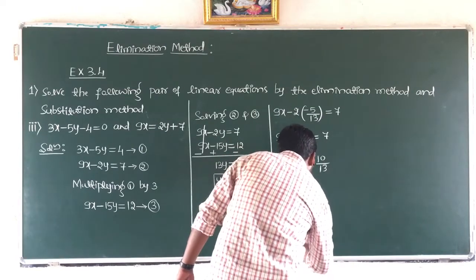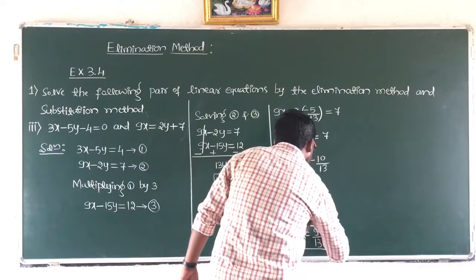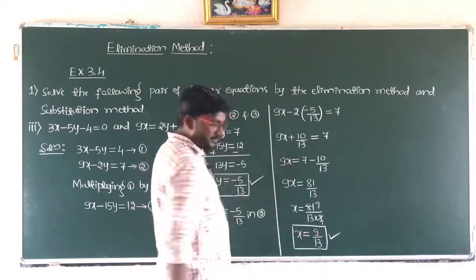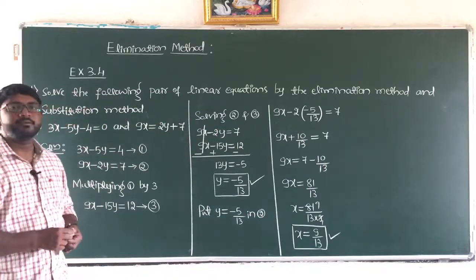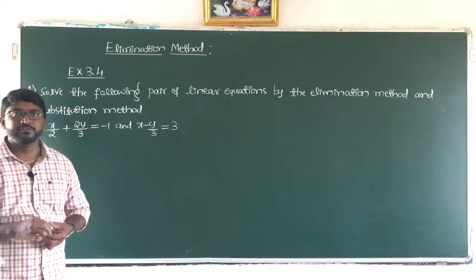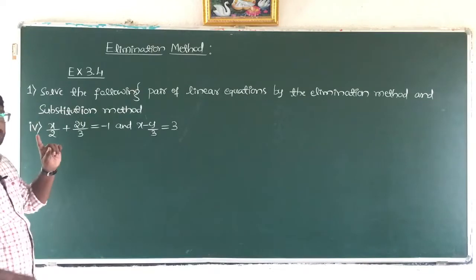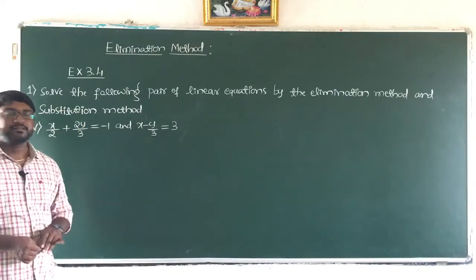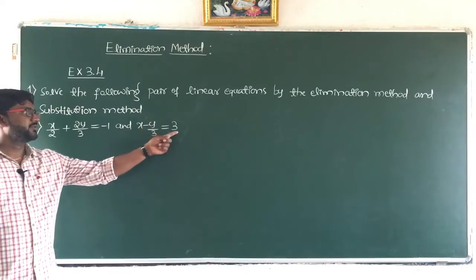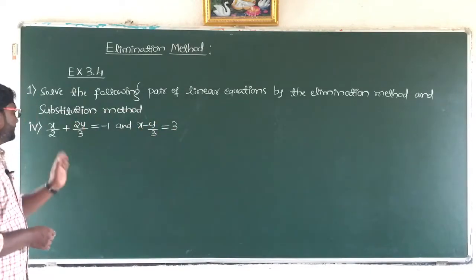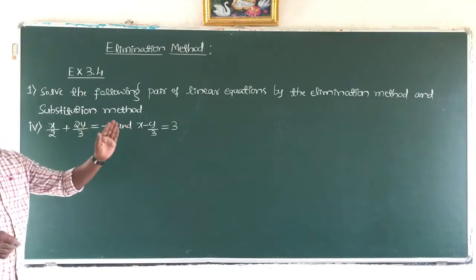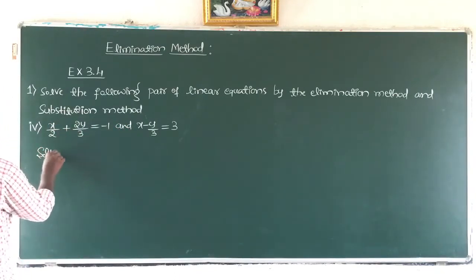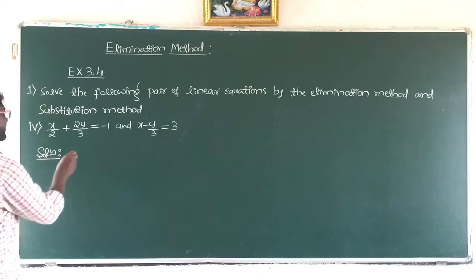So we got both the values of x and y. x equals 9 by 13, whereas y equals minus 5 by 13. So these are the values of x and y. We will solve the fourth sub question now. The given equations are x by 2 plus 2y by 3 equals minus 1, and x minus y by 3 equals 3. So here we have to take up the LCM and then get into the standard form. So write the given equations now.